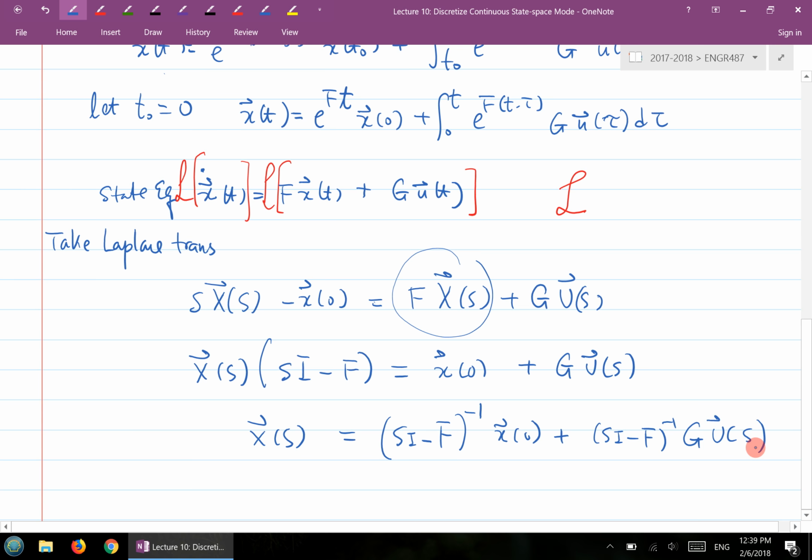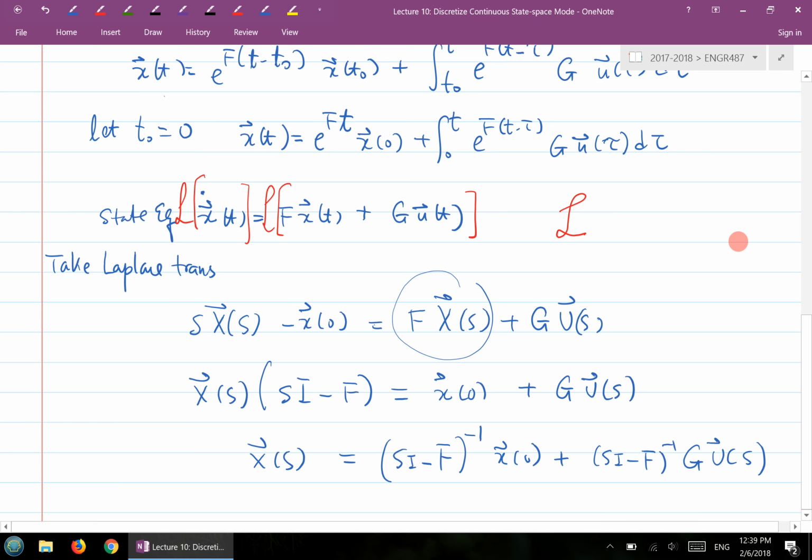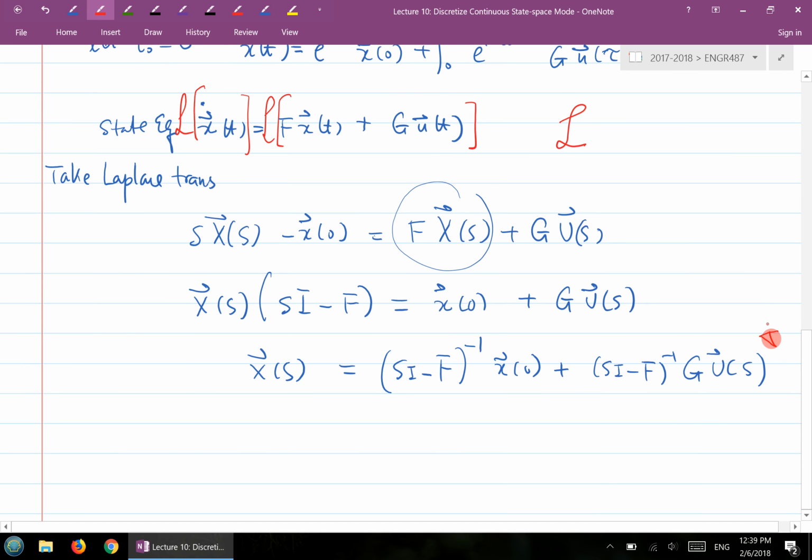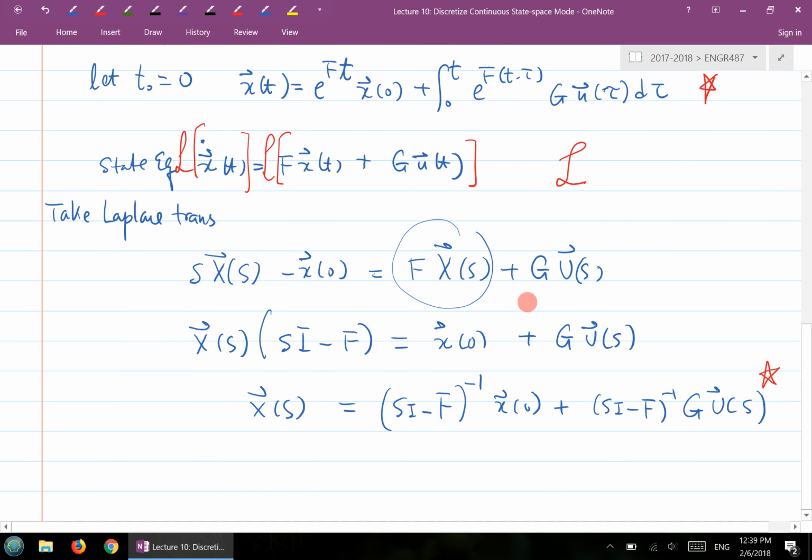So essentially what I just did is I have written down the solution in the time domain, right? The solution in the time domain. And then I have written down the expression for X(s). Is that good? Right? So this is basically the two things we just finished.